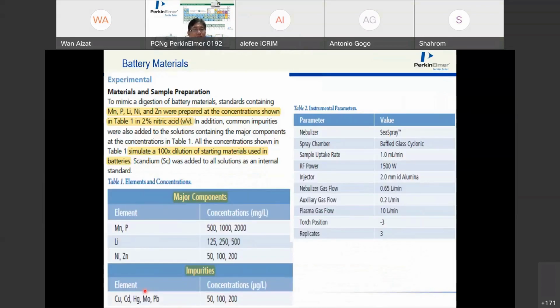Now we look into it. In the battery, for major elements, calibration concentration goes up to about 2000 ppm. Manganese, phosphorus, lithium go up to about 500. Nickel and zinc have this range. Impurity is at ppb level. Ppb level needs to be monitored. So these are to be analyzed on the ICP-OES.